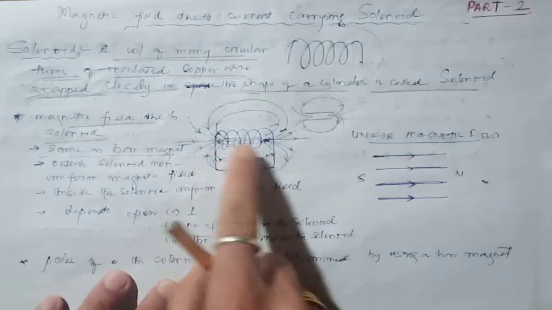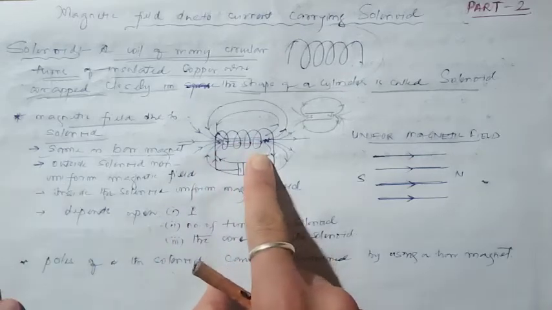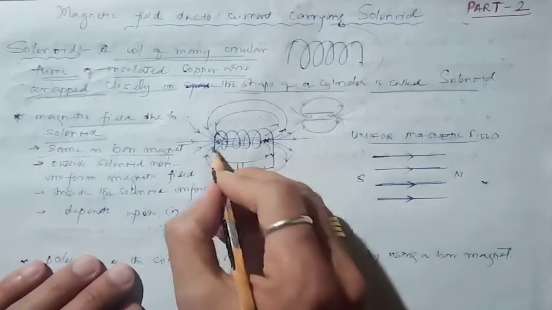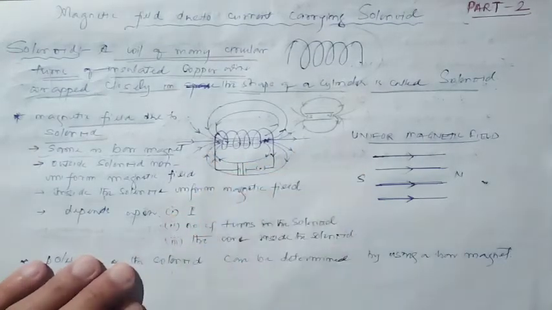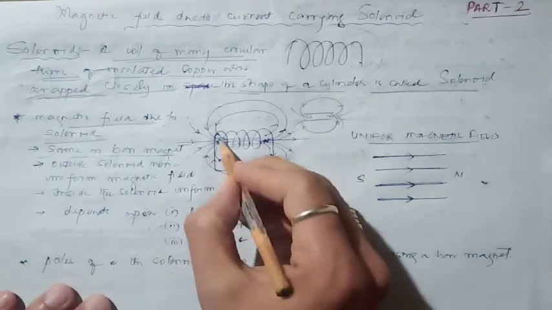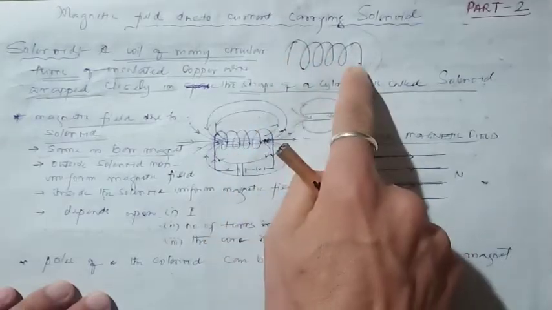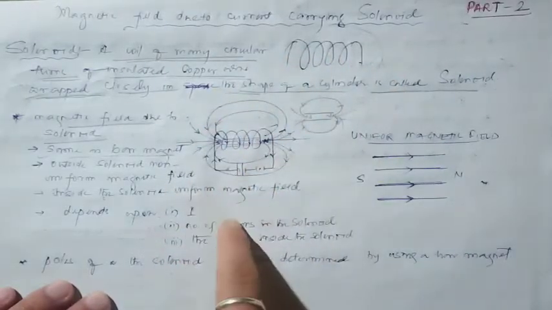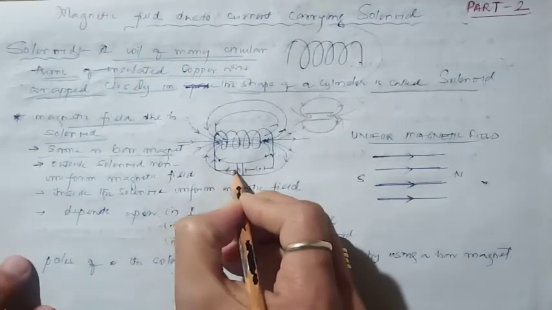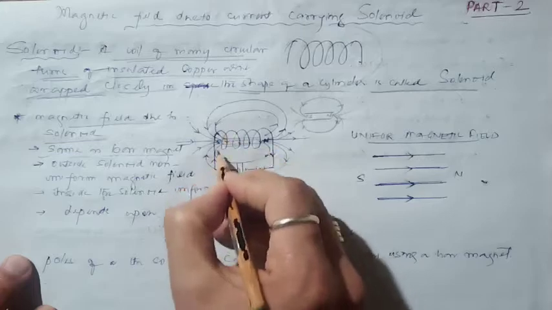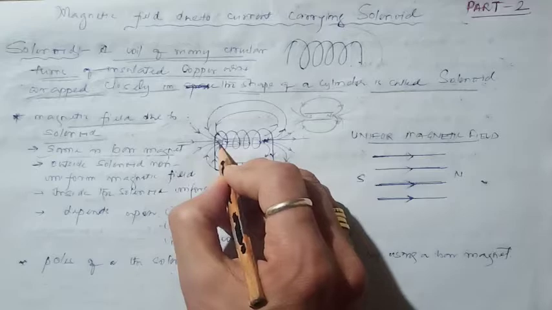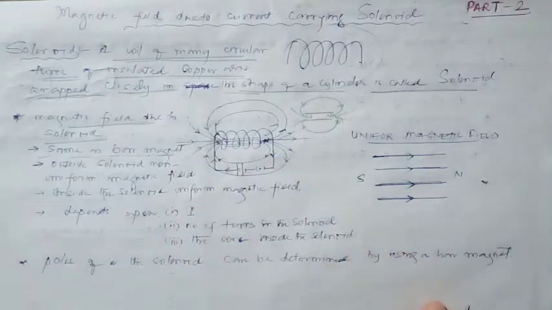So one end of this solenoid will behave like a north pole and another end of the solenoid will behave like a south pole. So student, this end of the solenoid will be a north pole and this end will be the south pole. Suppose these are the two ends of the solenoid. If I connect these two ends to the battery's positive and negative terminals and plug the key, the current starts flowing. If I allow the current to flow this way, this end of the solenoid will be north pole and this end will be behaving like a south pole.